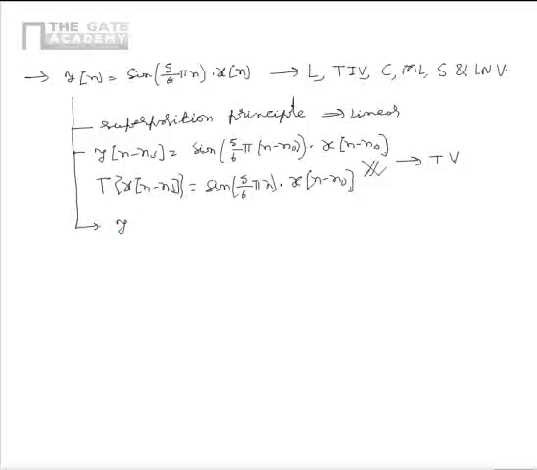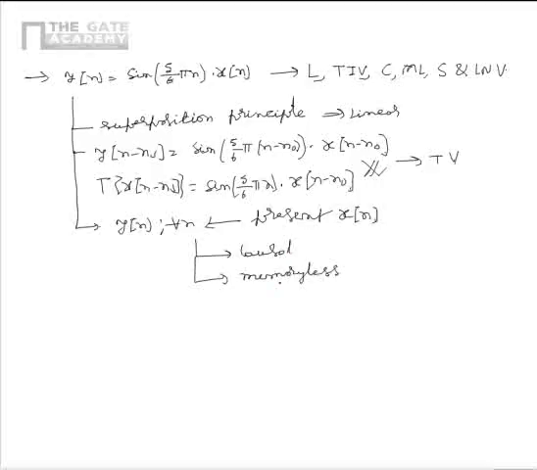Also, we see that the output y of n for every n depends on present x of n. From this, we see that the given system is causal. Also, as the output depends on the present x of n only, the system is memoryless as well.